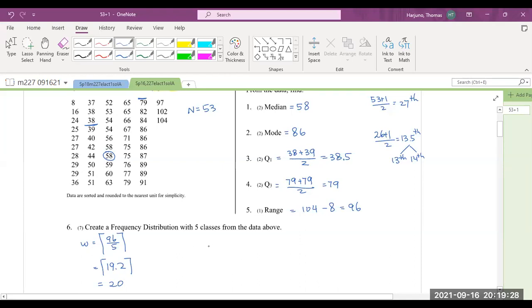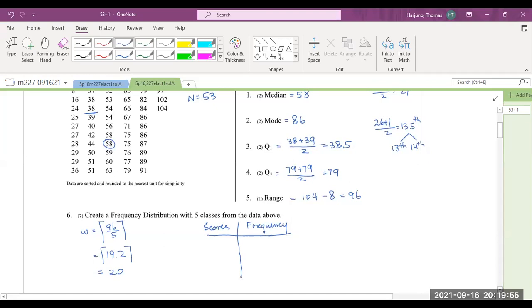Now, what happens if you round down? In this case, if you round it to 19, then you will see that the highest score will not be included in the highest class. That's why. Scores, frequency. If you want to save your time, just write X and F. That will be good enough.